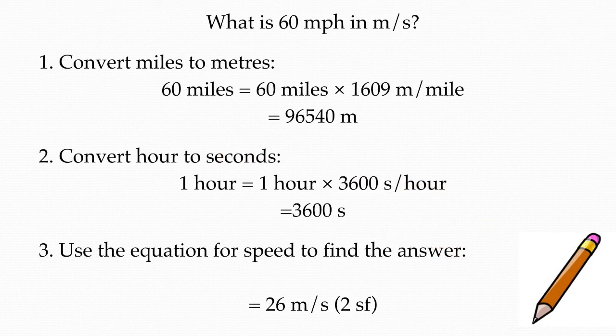You may also need to change miles per hour into meters per second. So 60 miles per hour we would need to times by 1,609, because there are 1,609 meters in a mile. That gives us 96,540 meters, and then again divide by the 3,600 to get the final answer in meters per second.